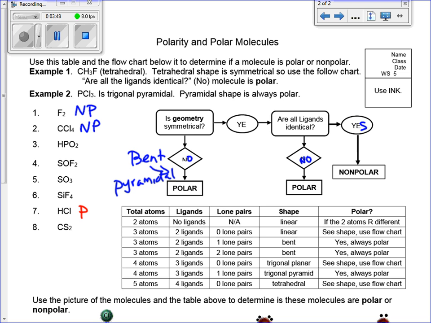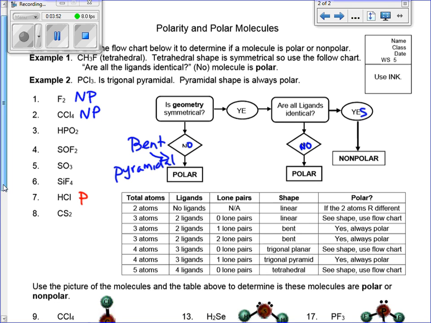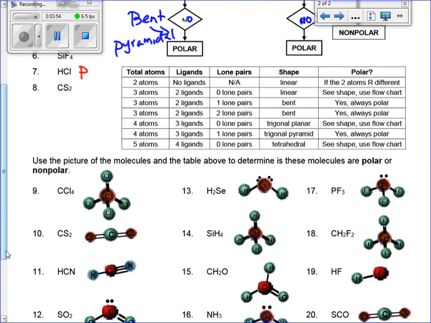Okay? Now let's look at this section down below. Here they actually give you the ball and stick models, which is helpful to look at, along with the formula. We just looked at this one, carbon tetrachloride. And you can see all of the ligands around the central atom are the same. There are no lone pairs, as you see here. So that one would fall under this category. The 5 atoms, the 4 ligands, no lone pairs, the tetrahedral shape. And we would determine this one to be what? This one would be nonpolar.